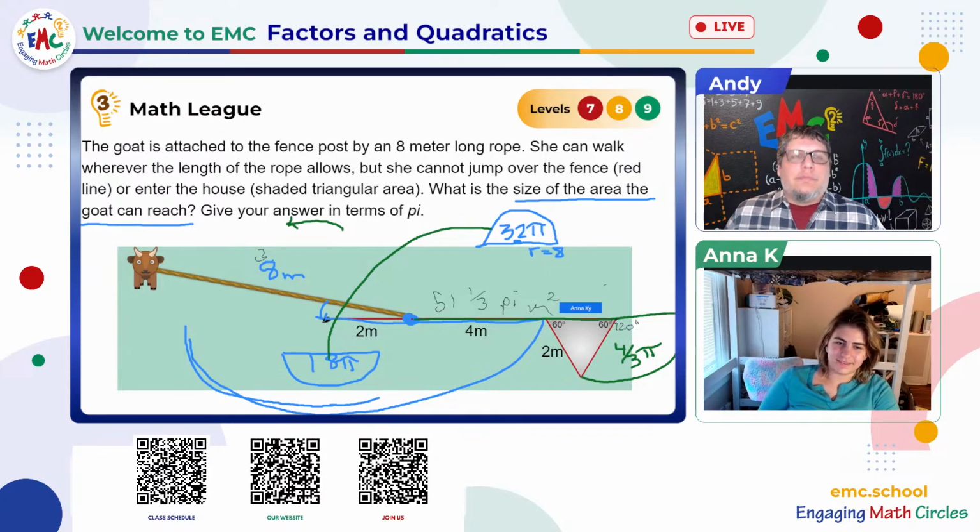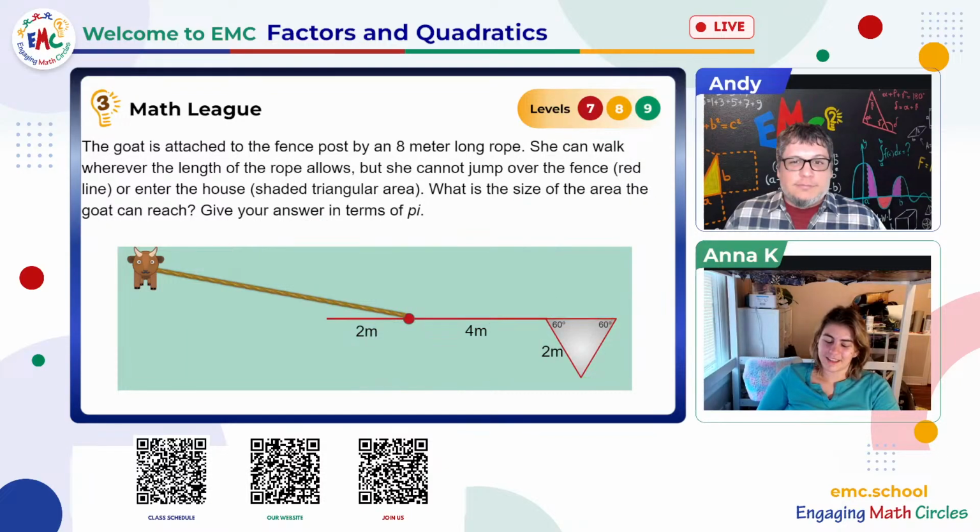Super job. Did you like that one? It was fun. Is it because of the goat? Yeah. It's because of the goat, isn't it? Goats make things fun.